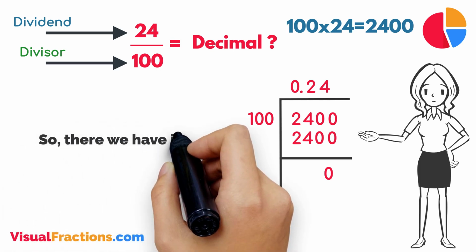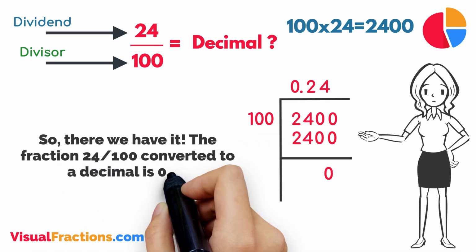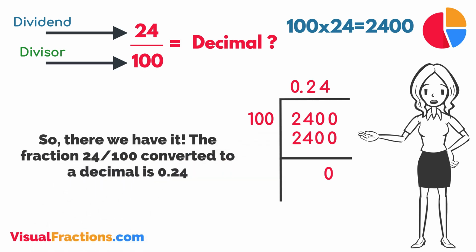So, there we have it. The fraction 24/100ths converted to a decimal is 0.24. This conversion process demonstrates a straightforward method to understand and represent fractions in decimal form.